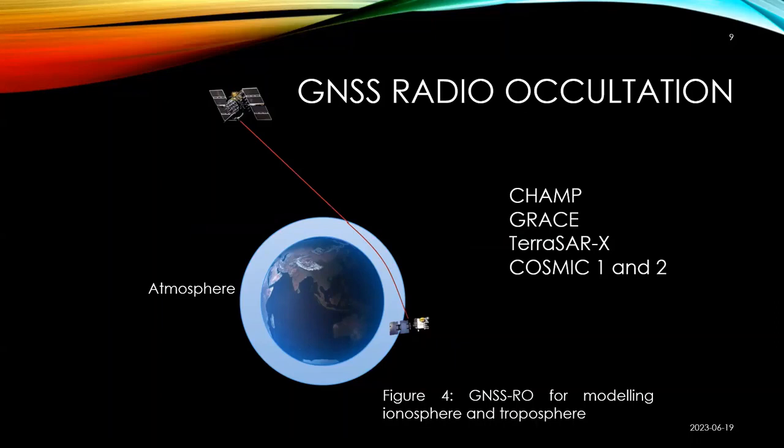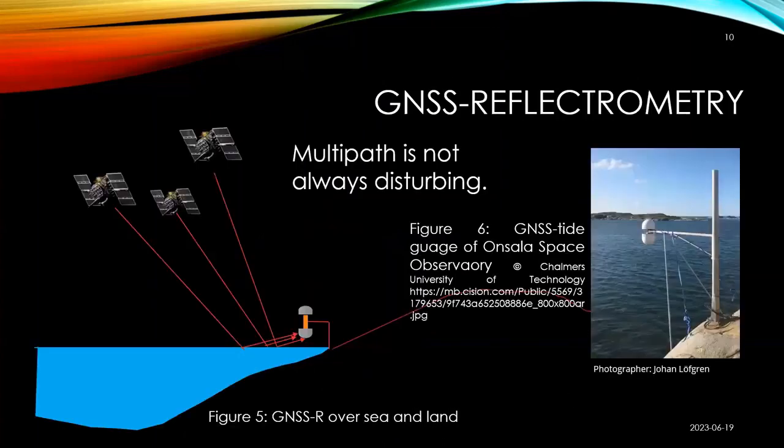It's the technique that has been used in the CHAMP mission, GRACE mission, TerraSAR, and COSMIC 1 and 2 satellite missions, dedicated for this purpose, actually. It's called GNSS radio occultation.